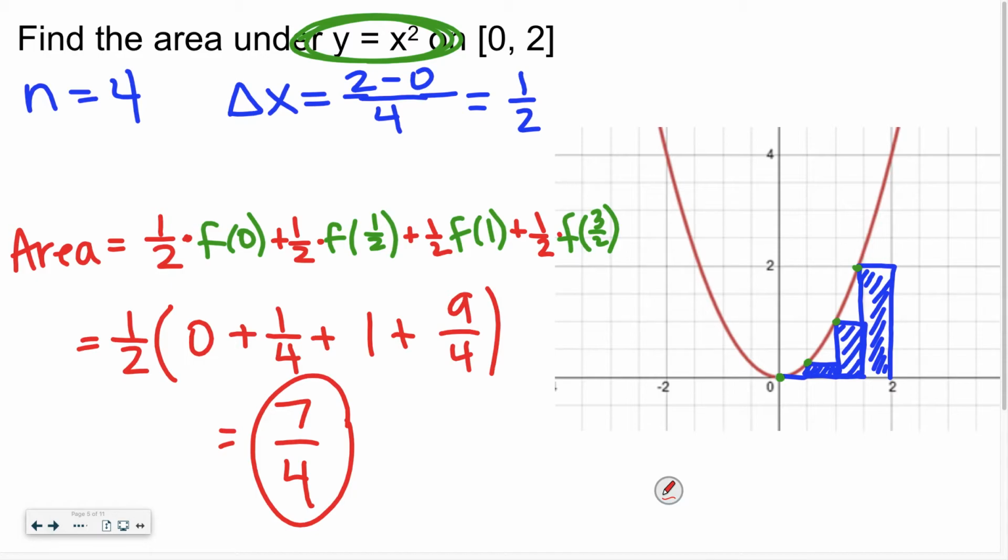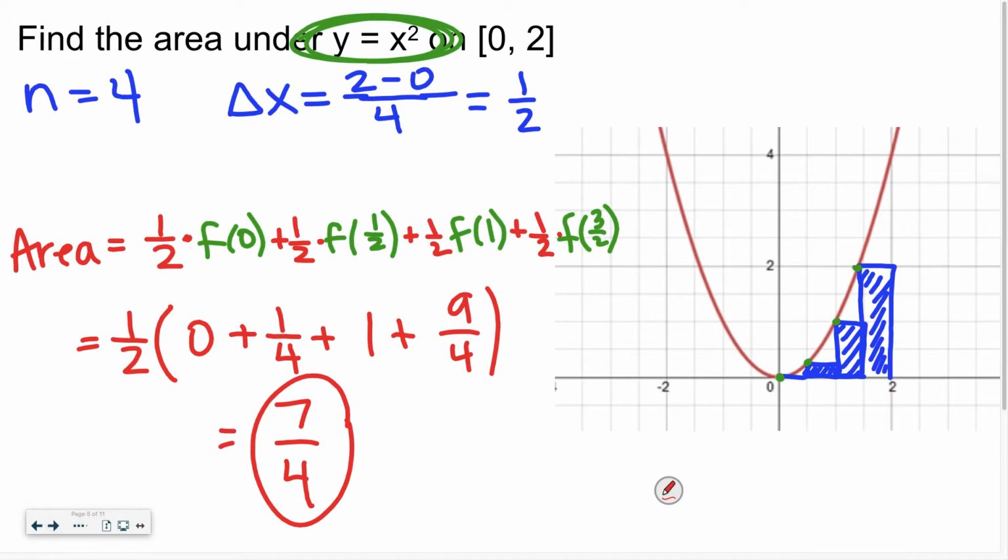We have 14/4 times 1/2. So we have 7/4. Unit squared? Yes, we are talking about square units. All right. Should we go to our right hand rectangles?